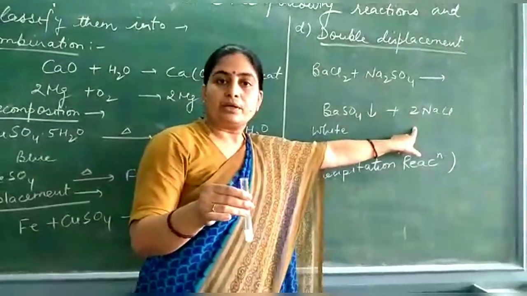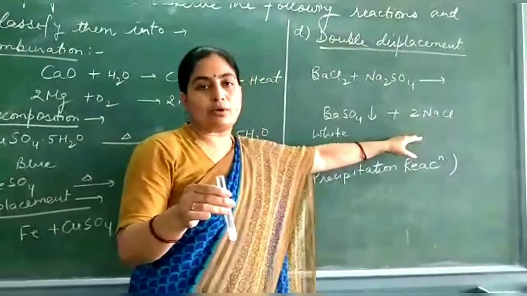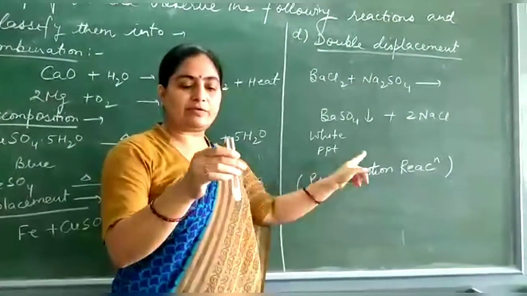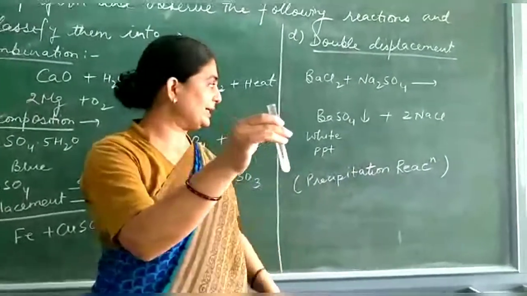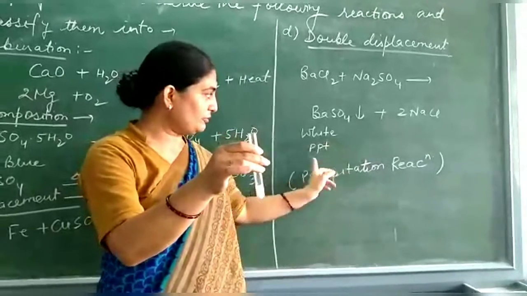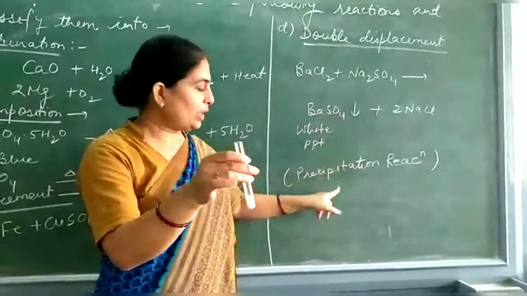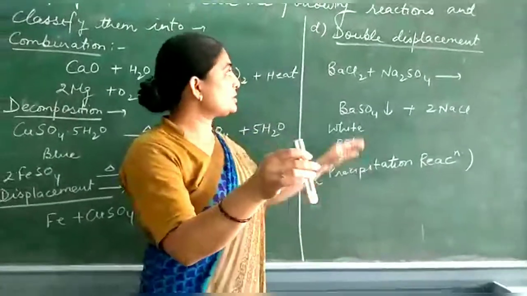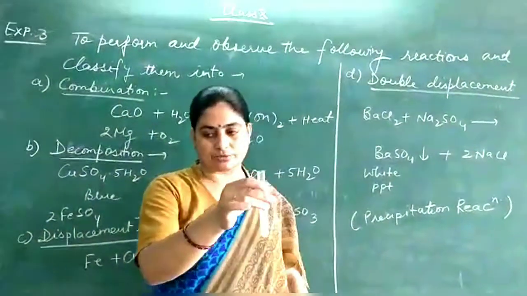The white precipitate is because of the formation of barium sulfate, along with the formation of sodium chloride that remains in the solution. Because barium sulfate comes in the form of a precipitate, it settles down. And because of the formation of this precipitate, we call this reaction a precipitation reaction also. So this is about double displacement reaction.